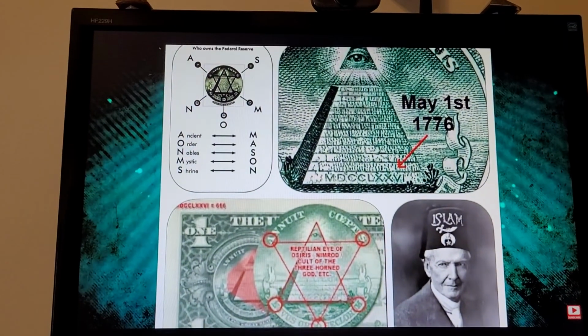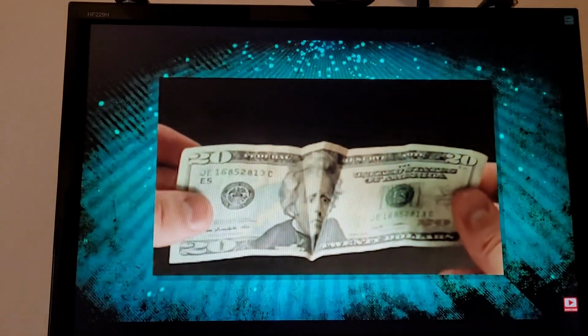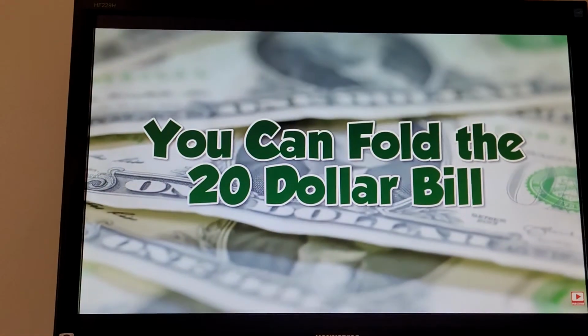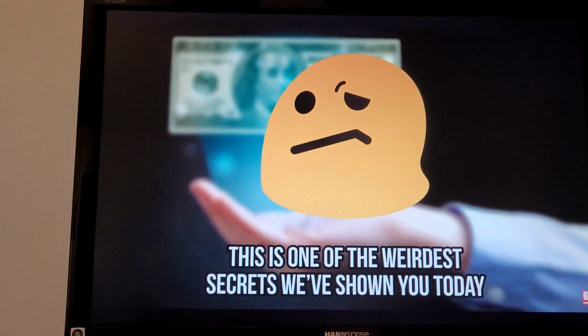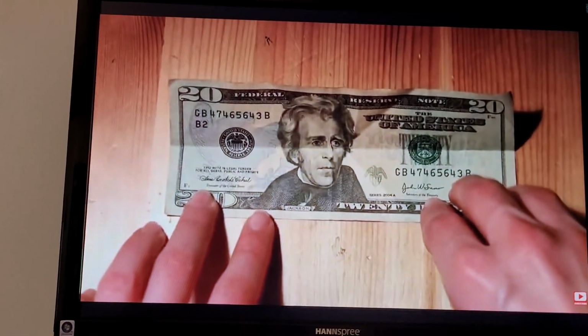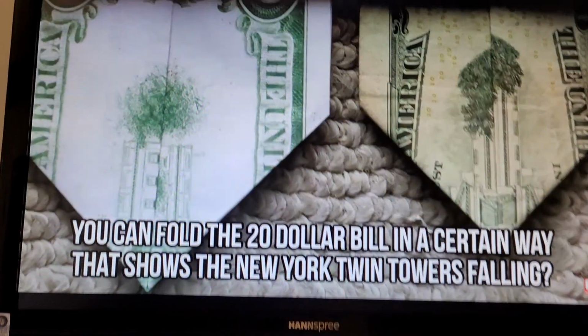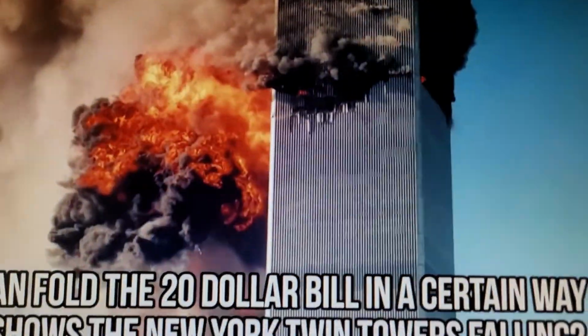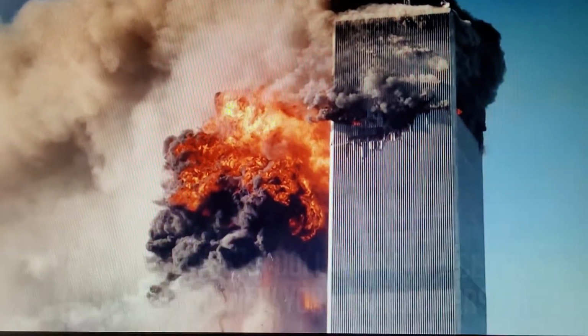We're not quite done with conspiracy theories. Wait until you see what you can do with the $20 bill. You can fold the $20 bill. This is one of the weirdest secrets. We've shown you the Pentagon today, and we tried the Twin Towers. I'm really not sure what to think about this. Did you know that you can fold the $20 bill in a certain way that shows the New York Twin Towers falling? It's a strange theory.